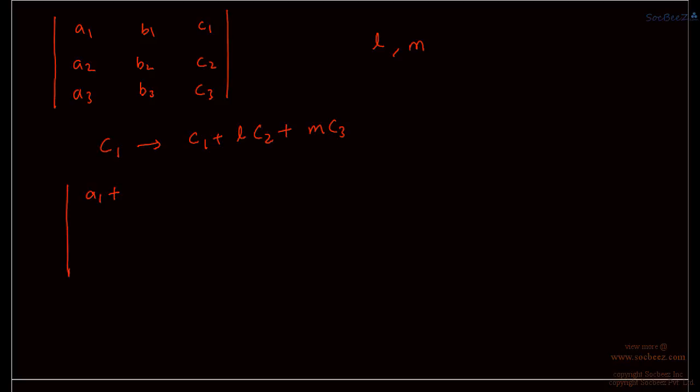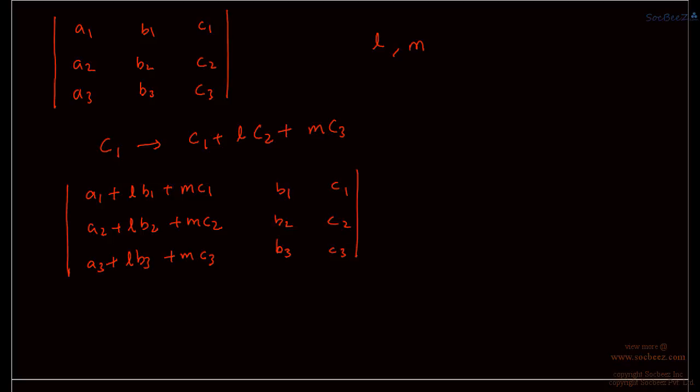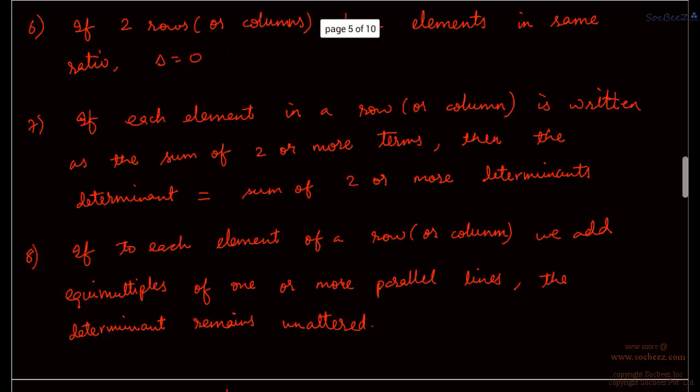So this is my new first column: A1 plus LB1 plus MC1. Similarly, A2 plus LB2 plus MC2, and A3 plus LB3 plus MC3. The other columns are exactly the same. They have no change. Now this determinant is exactly the same as the original determinant. You can easily see how.